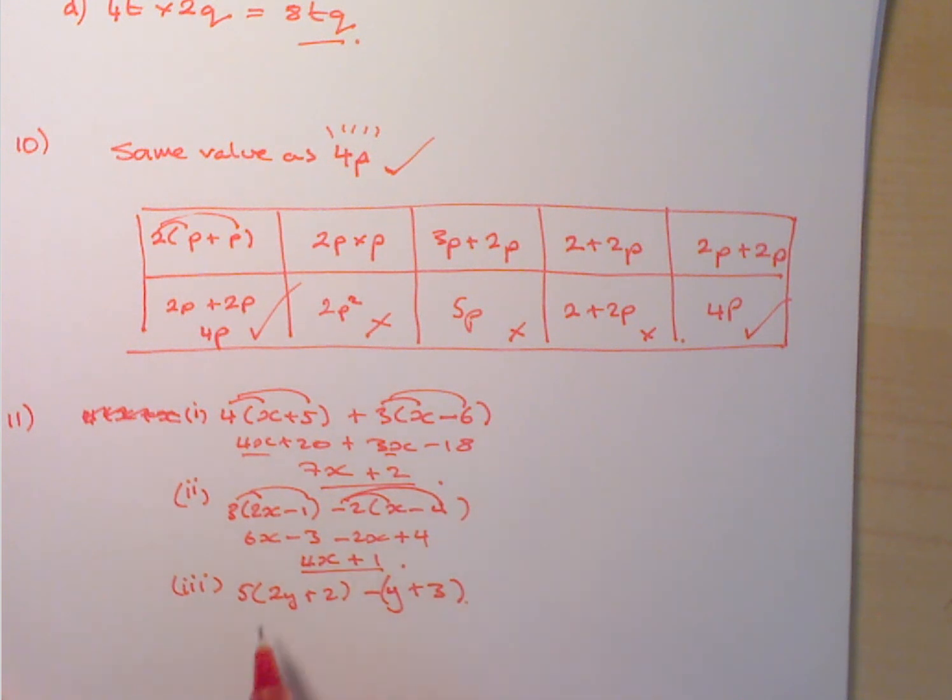And then finally, this one times this one gives you 10y plus 10. And again, it's easier to do this if you put a minus in here, minus 1. So minus 1 times that, and minus 1 times this is minus y minus 3. And that gives us 9y plus 7.